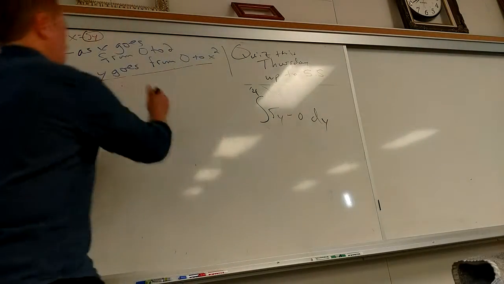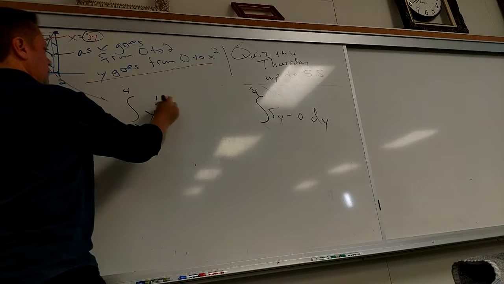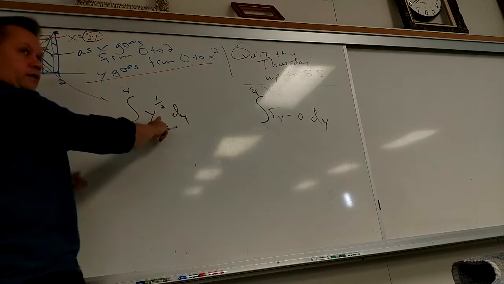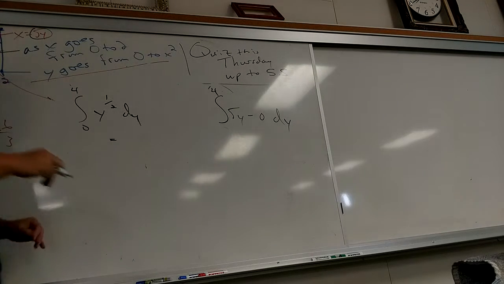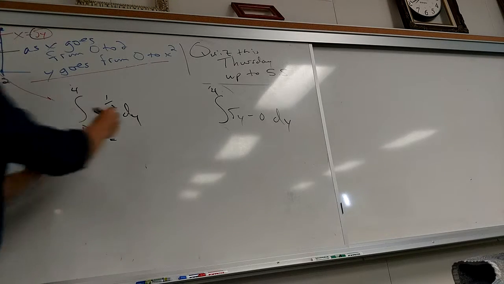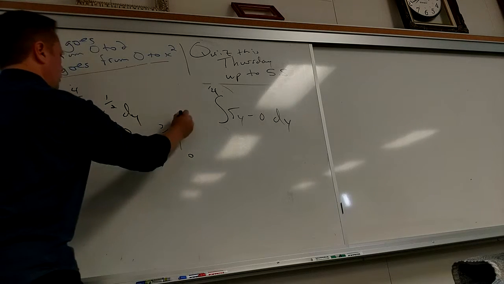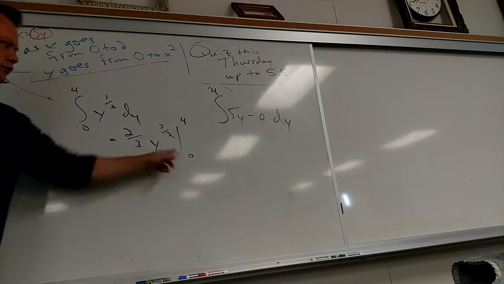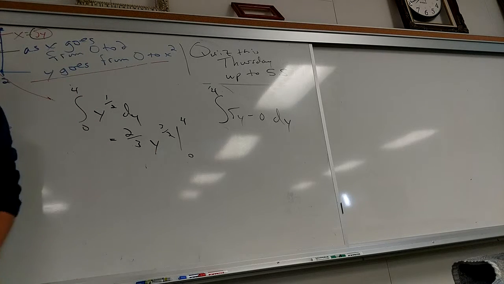So let me rewrite that a little bit. y to the 1/2 dy. What is the integral of this? The integral of y to the 1/2 is now y to the 3/2, and multiply by the reciprocal. I like it. So 2/3 y to the 3/2 from 0 to 4. Again, 0 will make it 0, so I can just forget about it. It's not going to contribute anything.